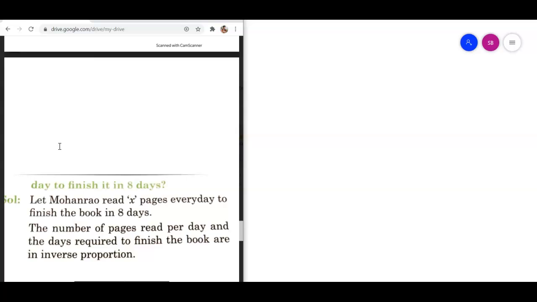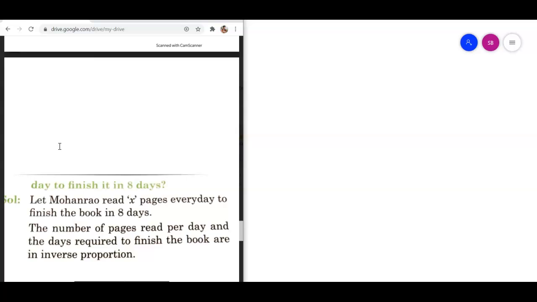So, what is the other factor? One factor is the number of days required to complete the book by reading. And the other factor is how many pages you read per day. In the question it was said, he takes 10 days if he reads 40 pages a day. So, what will be the actual product? That is 10 into 40. 10 into 40 is 400.